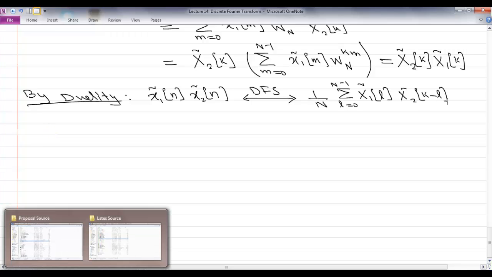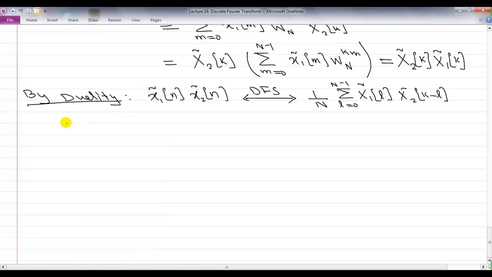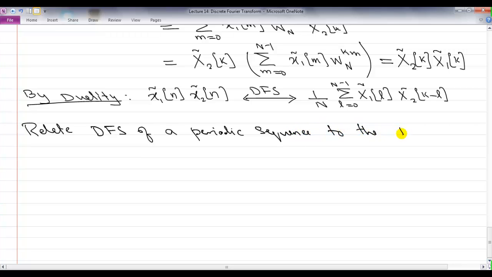Having described the discrete Fourier series, our goal now is to relate the discrete Fourier series of a periodic sequence to the discrete time Fourier transform of one period of that sequence.